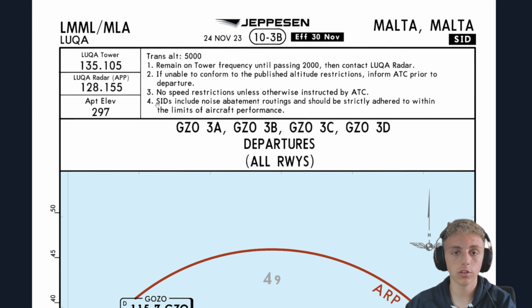And fourth, the standard instrument departures over here include noise abatement procedures and routings. They are made to limit noise as much as possible, and should be strictly adhered to within the limit of aircraft performance. Over here we have the departures listed: Gozo 3 Alpha, 3 Bravo, 3 Charlie, and 3 Delta. There are other departures which we are not seeing here, but this is just the Gozo departure, which is the usual one, flying north towards places like Milan, Heathrow, Frankfurt, etc. And this accounts for all runways.